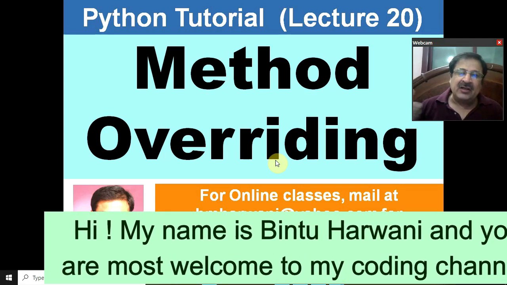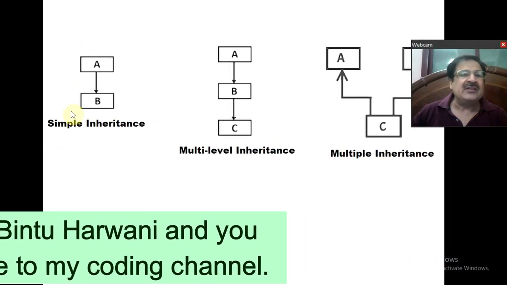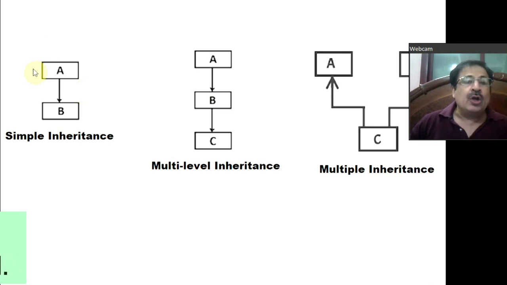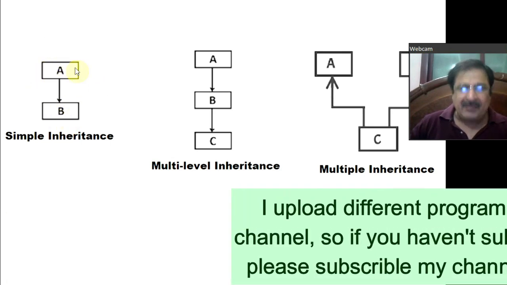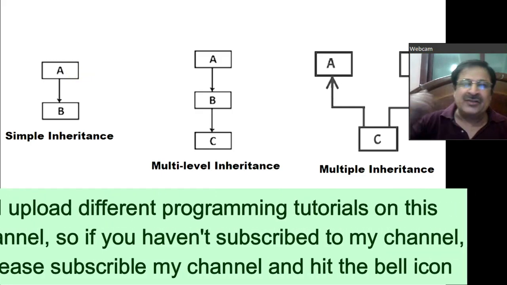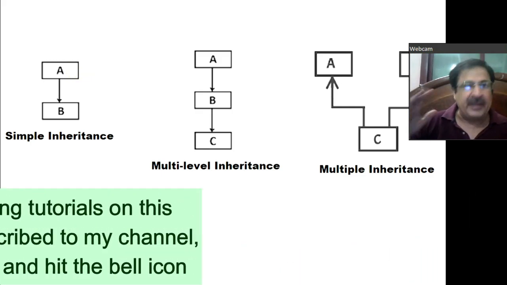In this lecture we will learn about method overriding. This is simple inheritance, right? Now this is the class A which has been inherited by class B. Class A might be having few functions. Let us assume that the class A has a function called area.